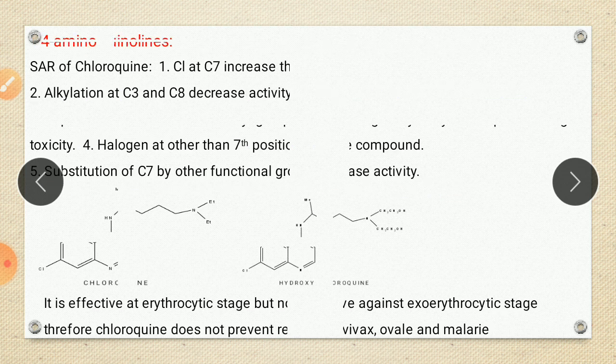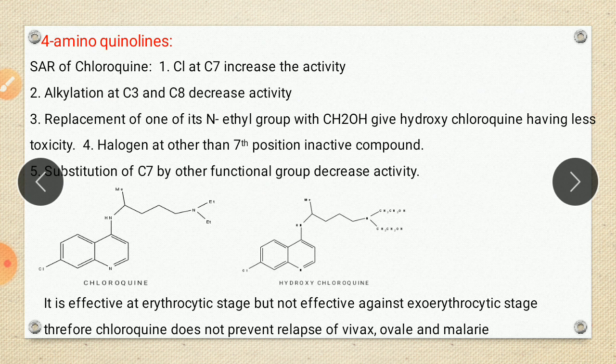Now the first is 4-aminoquinoline. It is an important class of anti-malarial drugs. As the name indicates, 4-aminoquinolines are compounds which have an amino function at the 4th position of the quinoline ring. If you see here, there is an amino function on the 4th position of this quinoline ring, therefore it is called 4-aminoquinoline. Examples are chloroquine, hydroxychloroquine, mefloquine, etc.